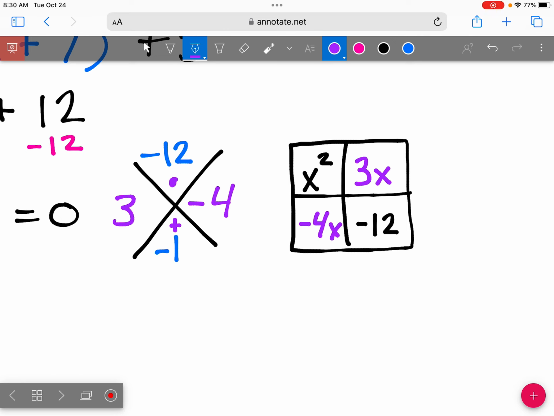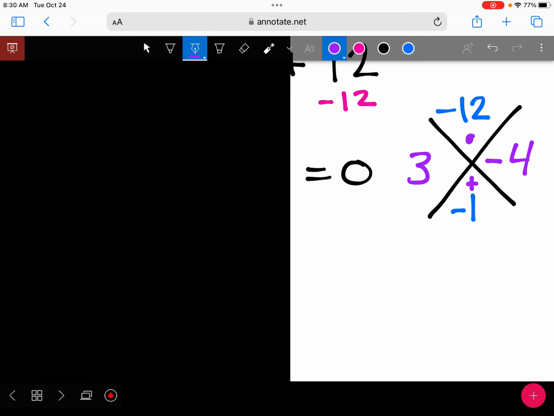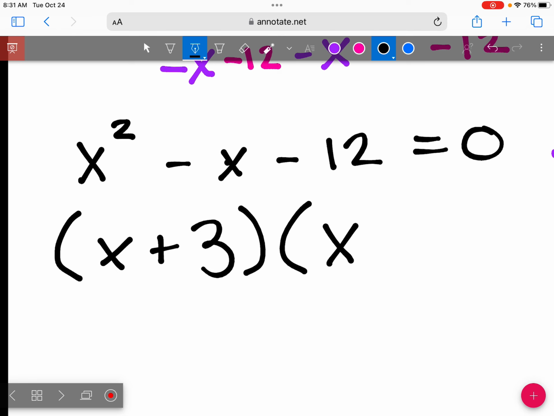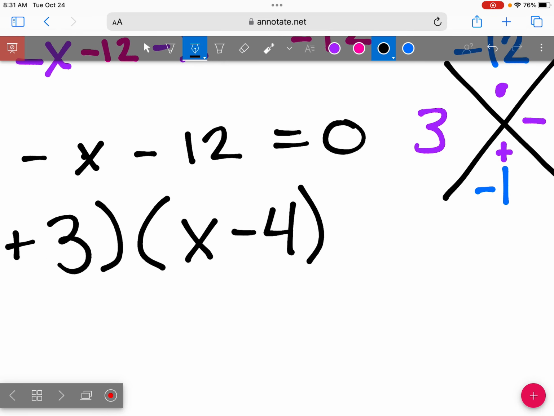It's been a hot minute since we factored. So just to remind us, pull your factors in columns and rows. It's going to give us a factored form of x plus 3 and x minus 4. When you pull your factors in columns and rows, those are the factors that you're going to get.